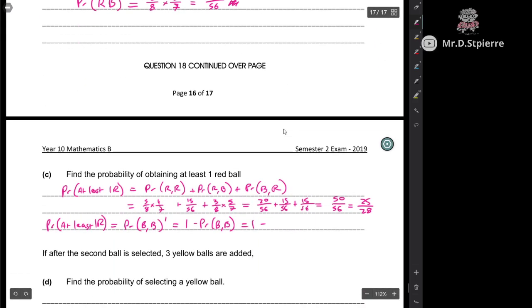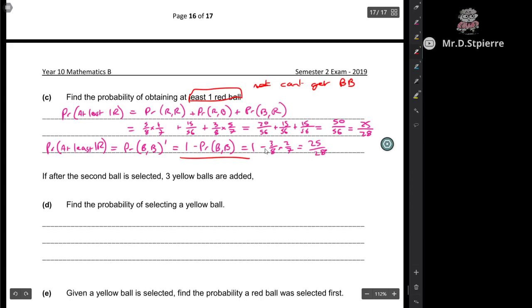So that's 1 take away 3 on 8 by 2 on 7. And that gives us the same answer finally as 25 on 28. So either of those two ways will work. If you recognize getting at least one red ball means you just can't get blue, you could use this, knowing that it's 1 minus blue. So there's a way to go about it.